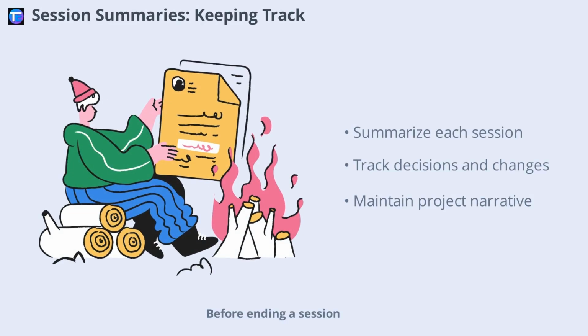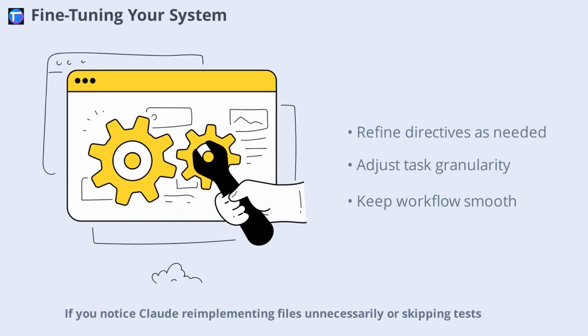Before ending a session, always snapshot your progress into the behavioral log in CLAUDE.md. A good summary lists tasks completed, files created or modified, key decisions made, and proposed next steps. Over time, CLAUDE.md becomes a chronological narrative of your project, while PLANNING.md remains the architectural present tense, and TASKS.md shows both future trajectory and completed history. If you notice Claude re-implementing files unnecessarily or skipping tests, it's time to tighten your directives in CLAUDE.md or adjust the granularity of your tasks.